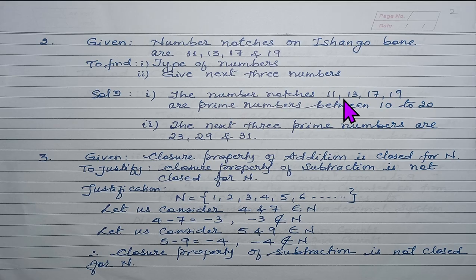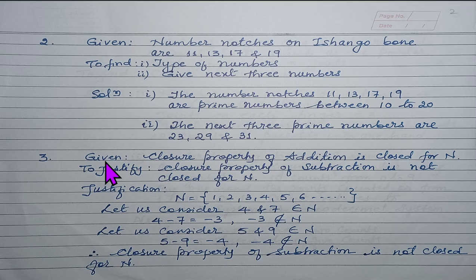The notches 11, 13, 17, 19 are prime numbers between 10 and 20, and that's very clear. 11 is a prime number, 13 is a prime number, 17 is a prime number, 19 is a prime number lying between 10 and 20. The next 3 prime numbers: after 19 we get 23, 23 is the next prime number, 29 is the next prime number, and 31 is the next prime number. So that is what you have to remember.